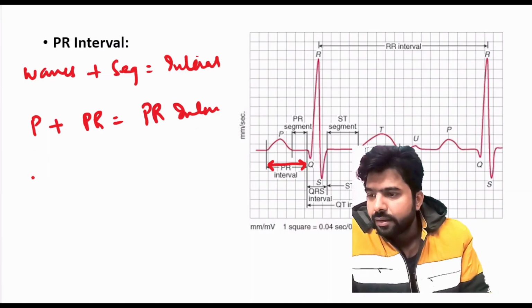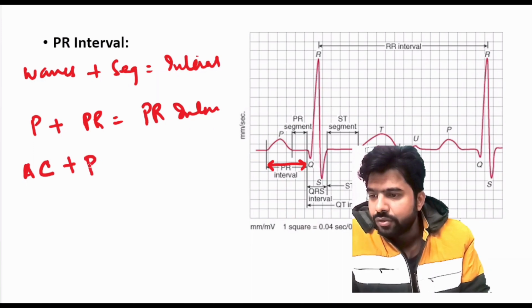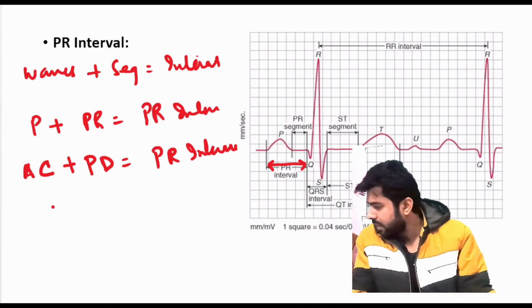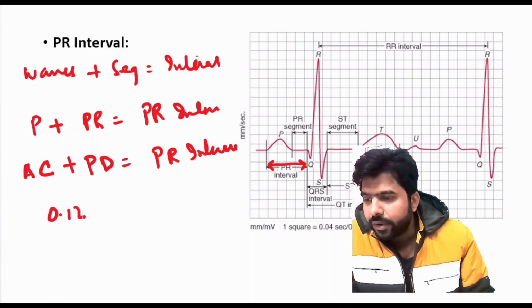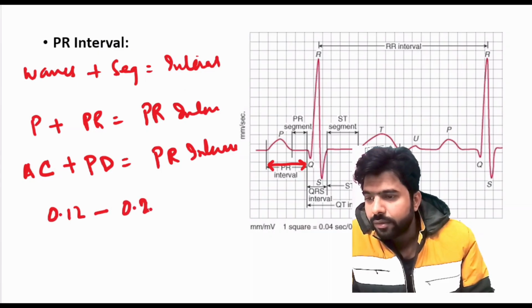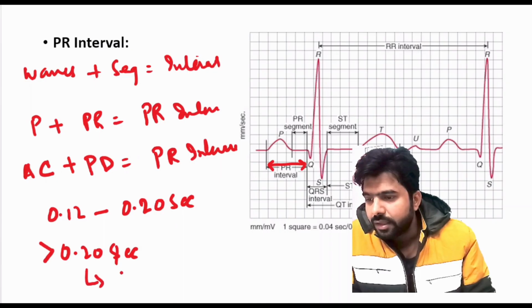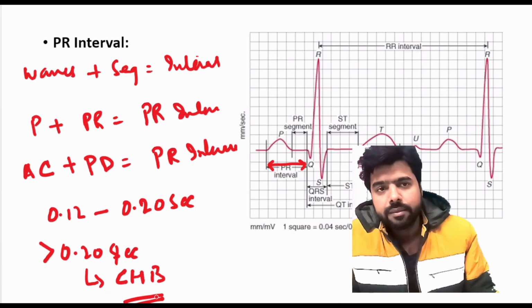So atrial contraction plus physiological delay is equal to PR interval. The duration of PR interval is 0.12 to 0.20 seconds. If it is more than 0.20 seconds, it means there is a conduction heart block. Okay.